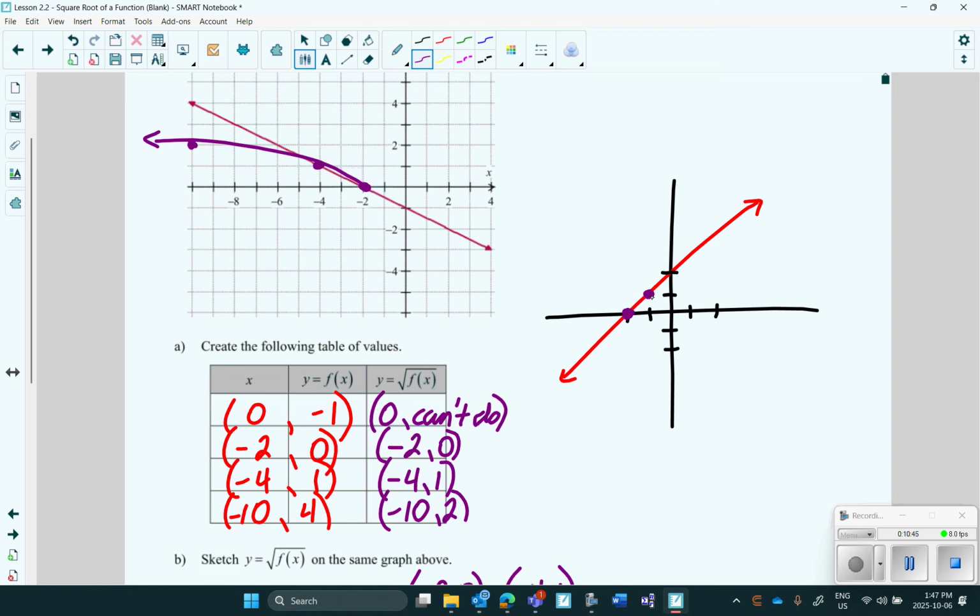What does the shape look like? It's a sideways parabola, half a parabola. Boom, we're done. That's it. That's all you have to do to graph them. Find the points on the original where y is 0 and y is 1, and then draw your sideways curve. And you're done. So you don't have to worry about doing a table of values.